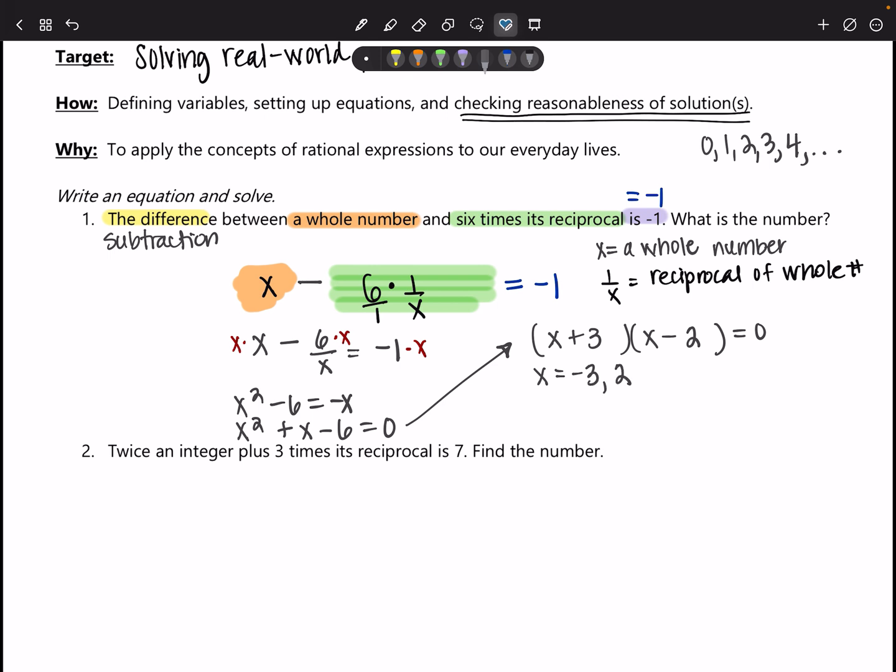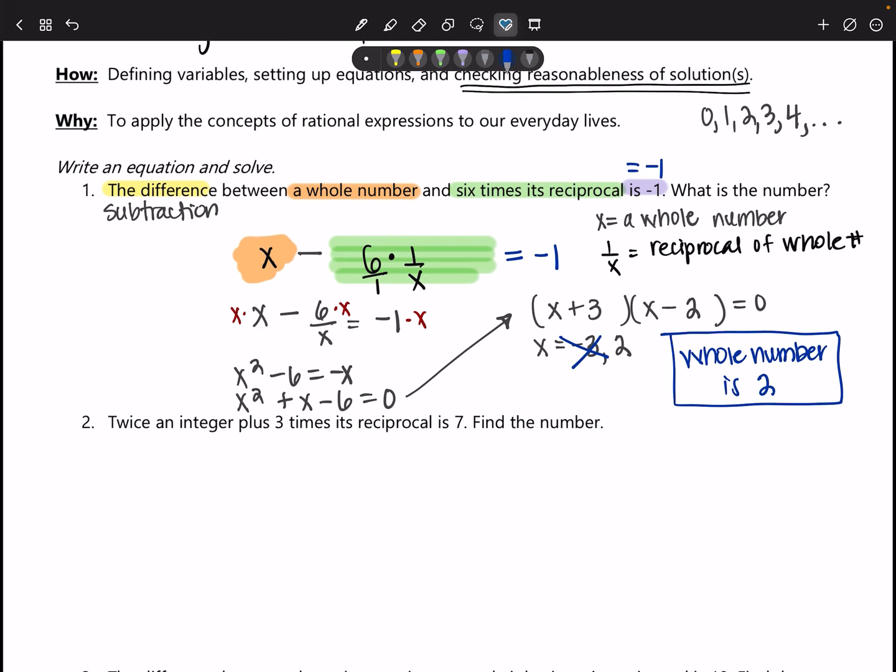And -3 is not a whole number. So the reasonableness of that is non-existent. So the whole number is 2. Okay, we're going to try another one.